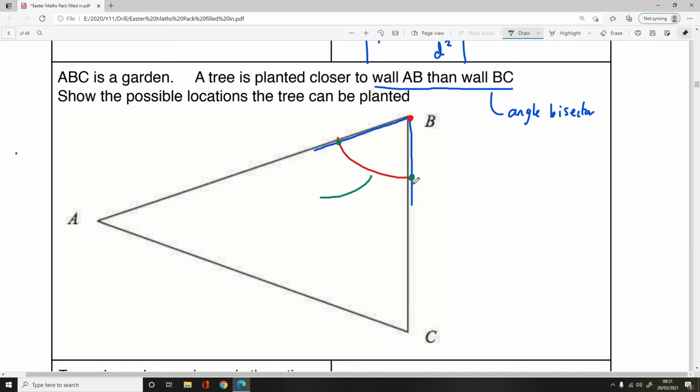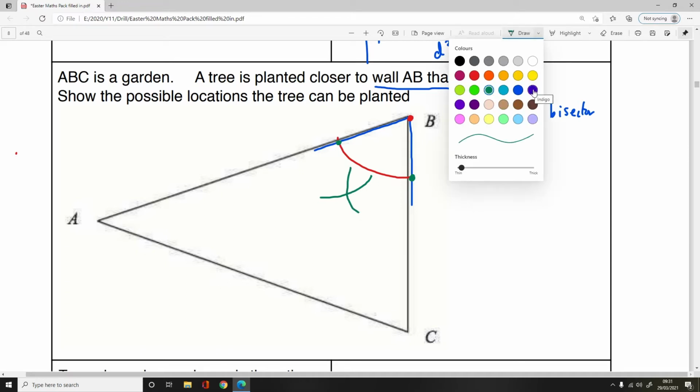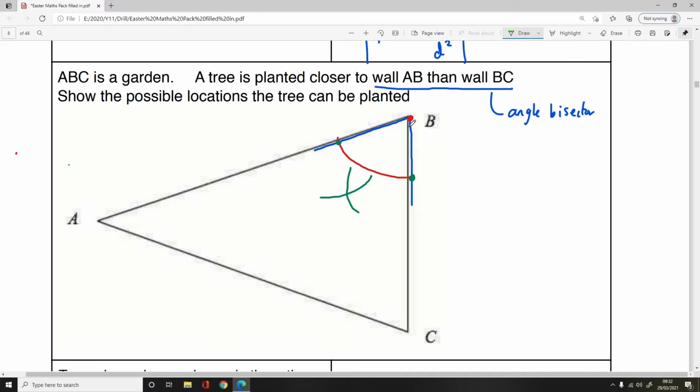And keeping it the same width, you draw an arc from the other crossing point, and we'll end up with something like that. Now, to finish it off, so step 3, what colour haven't I used? Let's go with light green. You would then join the point B to where these 2 cross over. So that would be your angle bisector.